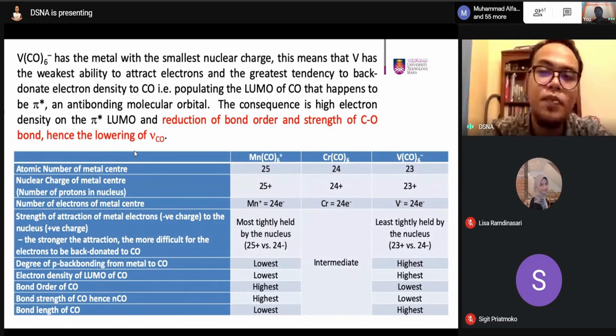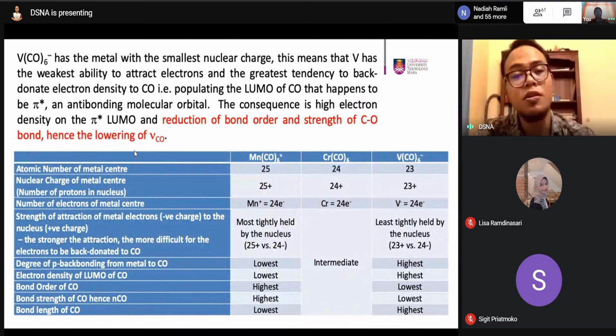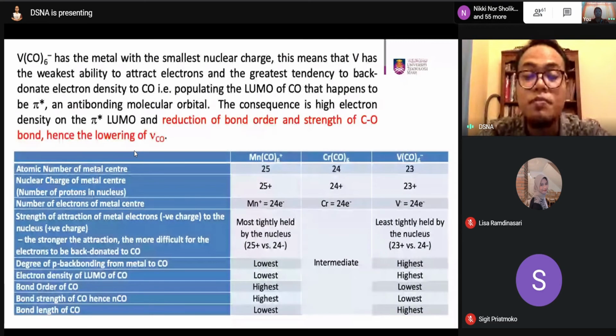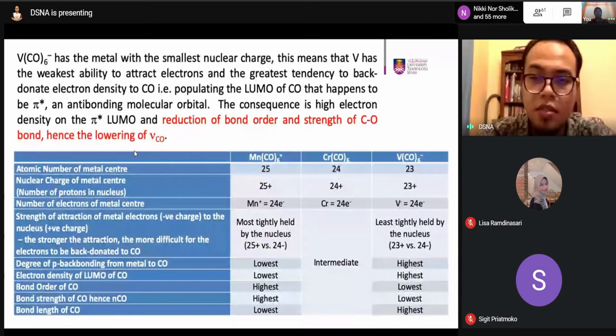And second would be the pi back donation. This is the interesting part of coordination chemistry, where the metal, since it is electropositive by nature, is not able to hold that much of electrons. So by hook or by crook, it needs to be giving back the electrons to the metal. I'm sorry, to the carbonyl.